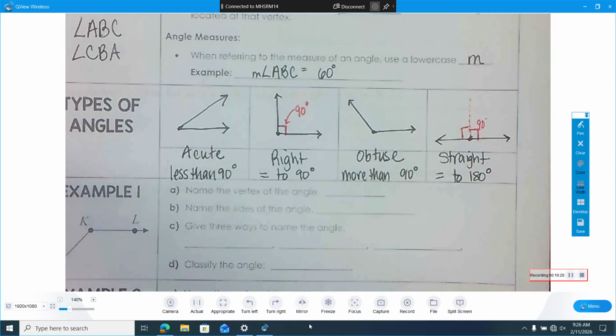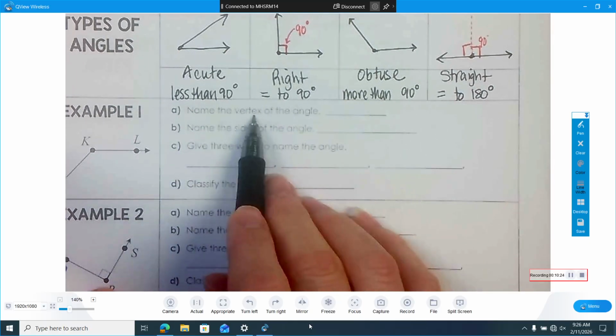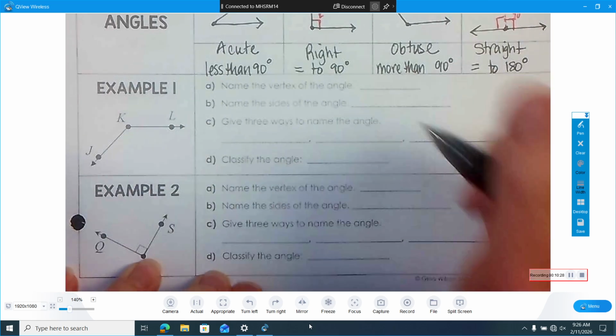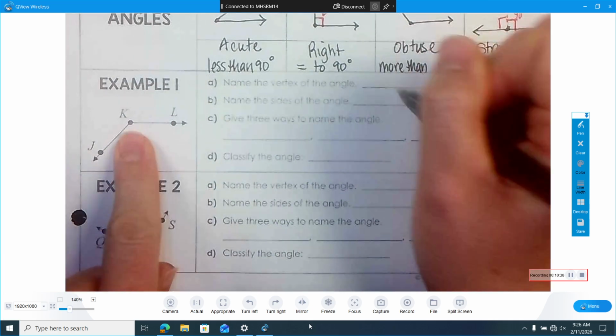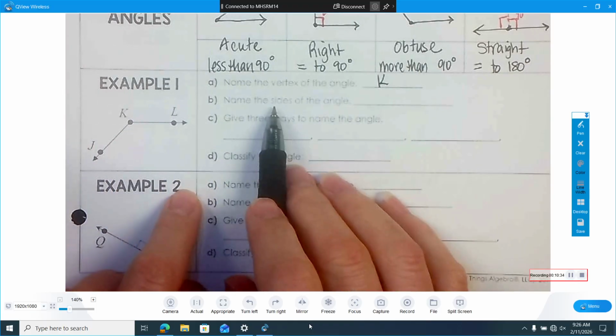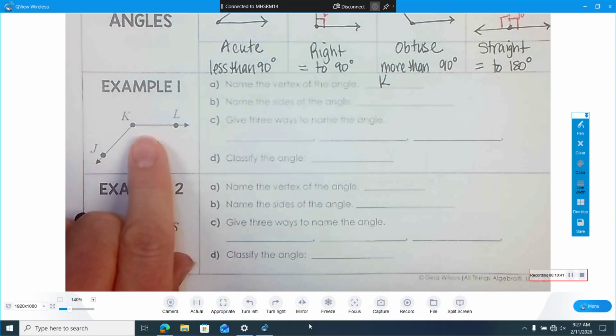So let's do a little bit of practice real fast here. Example 1, name the vertex of the angle. So in this picture in example 1, what's our vertex? K is our vertex. Yes, use capital letter K. What are the sides of the angle? Yeah, very good. In fact, you even said that correctly.